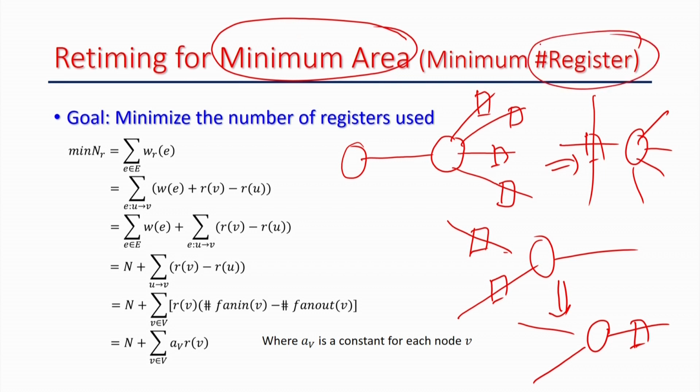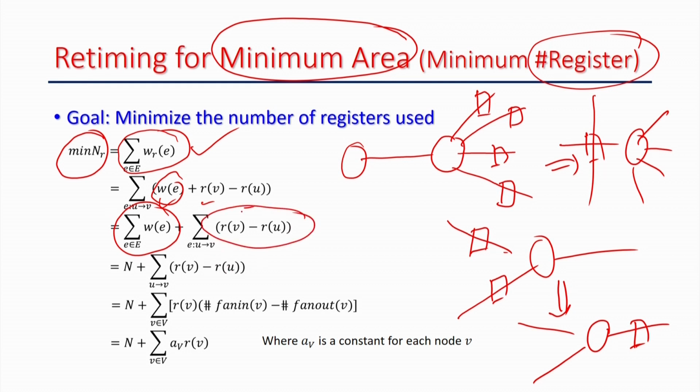So, what will be the objective? Suppose this is the total number of registers, I want to minimize this number. So, WR is the modified edge weight. For each edge this is a summation, which will give you the number of registers after retiming. Suppose you do the retiming in the same way and you get this value, which is nothing but WE plus RV minus RU. We have already seen that. This WE is already fixed. So, this is the summation of the WE plus the summation of the RV minus RU.